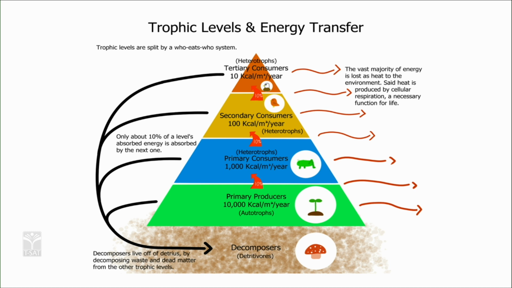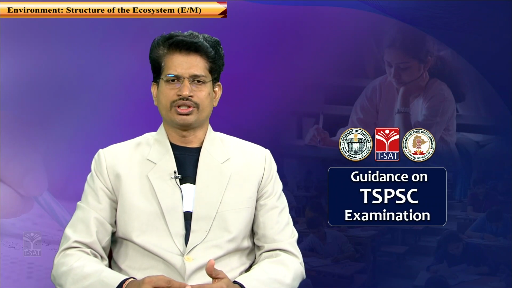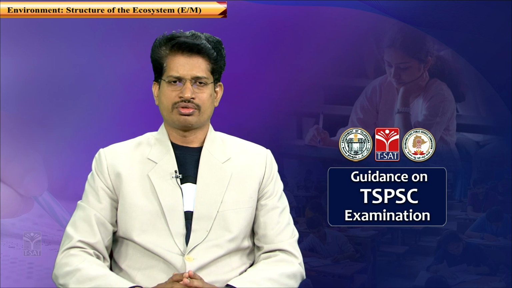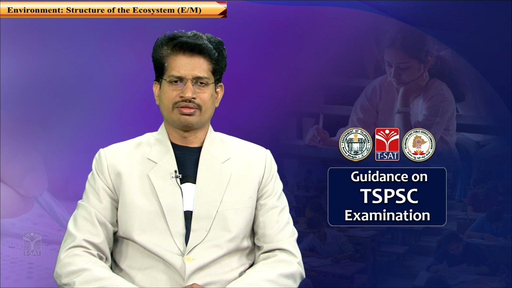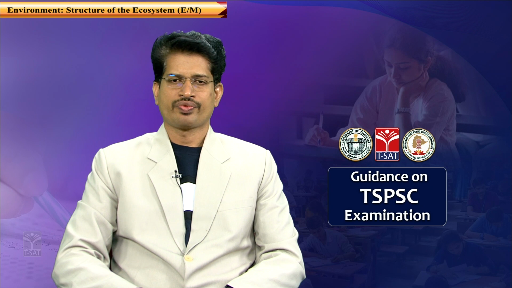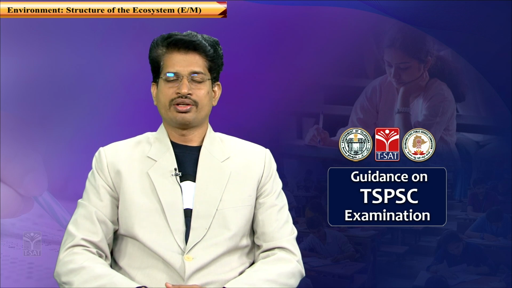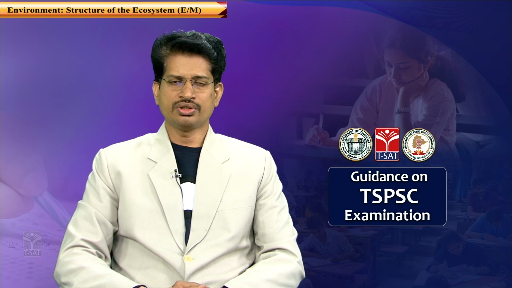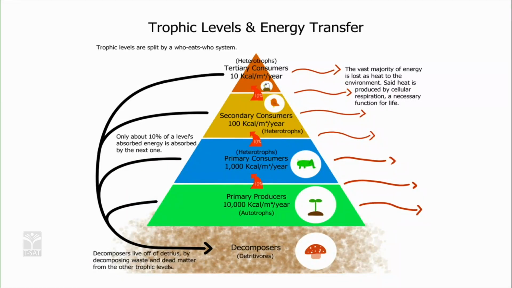Auto means self. So all these living organisms which are capable of preparing their own food materials are considered to be autotrophs, and they are in trophic level 1. All the organisms in trophic level 1 are described as primary producers because they produce food through the process of photosynthesis. They are producers, and they are primary because they are the first in the ecosystem responsible for generating food material. The next level is the primary consumers, otherwise also known as herbivores.